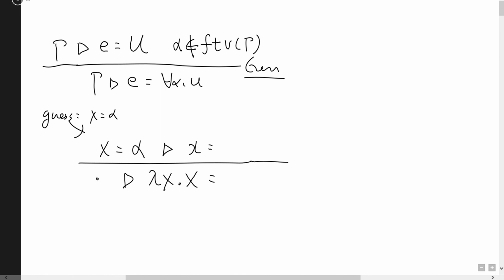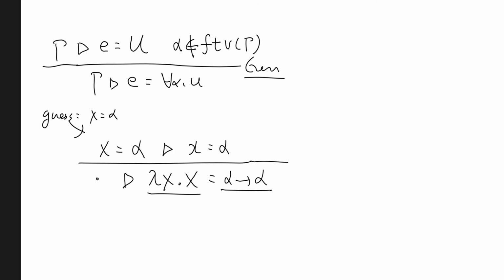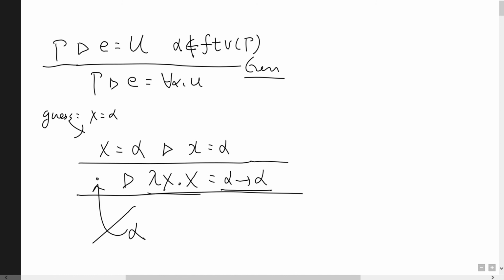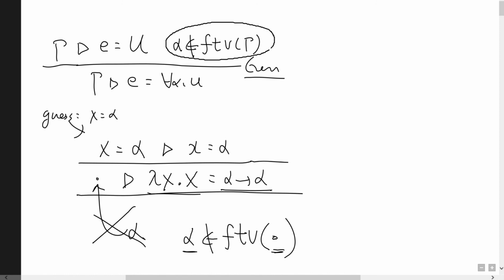Then this variable x has a type alpha, so we can assign alpha arrow alpha to this lambda abstraction. So this is fine. Now, let's analyze the typing context and type variable alpha. Alpha is not found here. In other words, alpha is not a member of the set of free type variables of the empty typing context, simply because alpha is not found anywhere here. So we satisfy this condition.